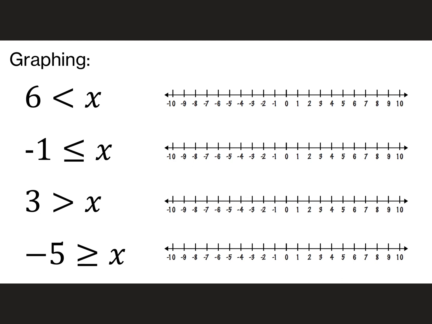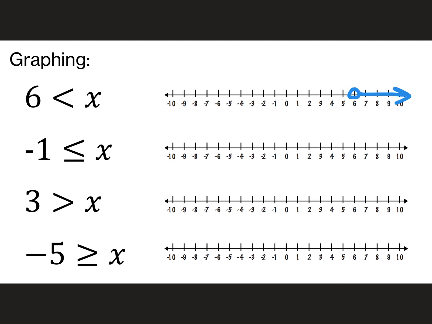So I'm going to find the X. Can it equal 6? No. But it says X is greater than 6. Bam. You can look at it like this. It says 6 is less than X. So 6 is my smallest number. And everything else bigger than 6 gets shaded. All right, let's look at the next one.